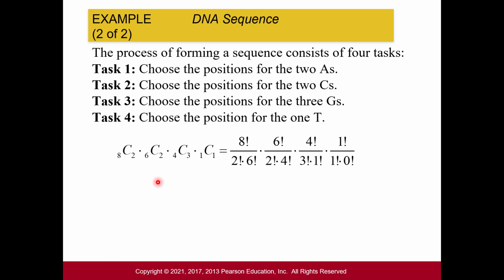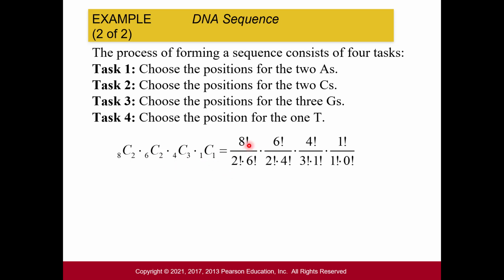Notice what we have here. Our first combination is out of the 8 positions, we're choosing 2 of them to be A's. So that's why it's 8 choose 2. Then we have 6 positions remaining, and we're choosing 2 of them to be C's. After all that, we only have 4 positions remaining, and out of those we have to choose 3 G's. And then last, there's only 1 spot left and 1 T to choose from. And so we multiply all these combinations.